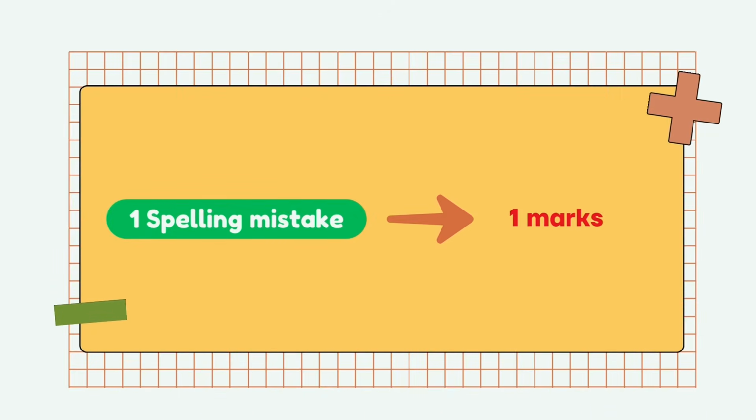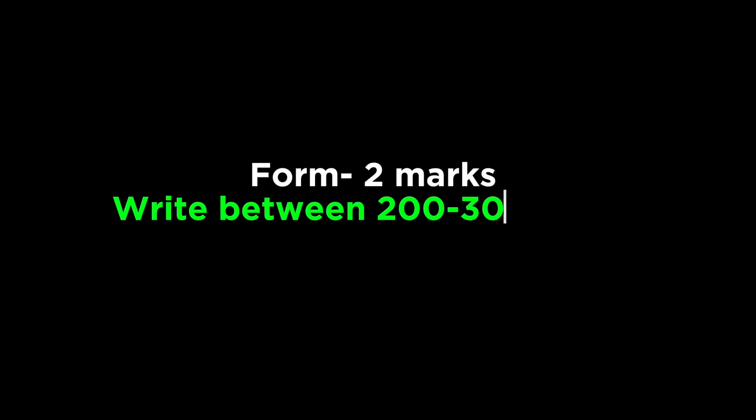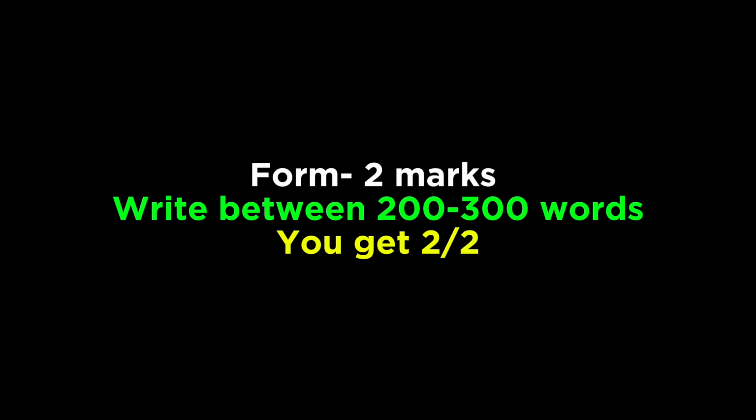Spelling rule is very strict. You make 1 mistake, you lose 1 mark. There are only 2 marks for spelling. You make more than 1 mistake, 0. So be very, very careful about the spellings if you really need that 2 out of 2. Form is 2 marks: write between 200 to 300 words, you get 2 out of 2. There is no question of writing less than that. Remember it. Now we'll quickly move on to understanding the steps to write an essay.